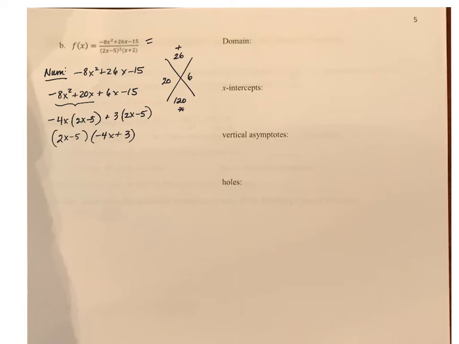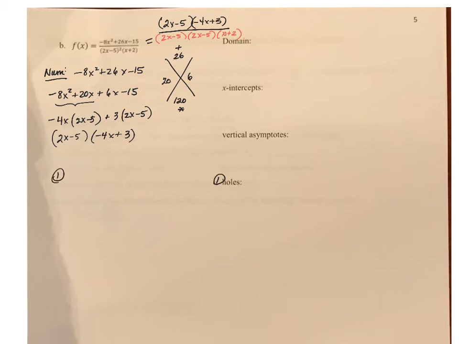So I'm going to rewrite this up here so I can refer back to it. 2x minus 5 times negative 4x plus 3. And then the denominator is already factored. How about that? So I can rewrite 2x minus 5 squared as 2x minus 5 times 2x minus 5, which might be helpful, times x plus 2.